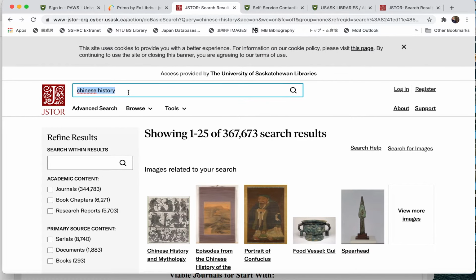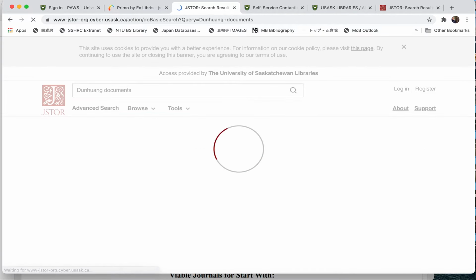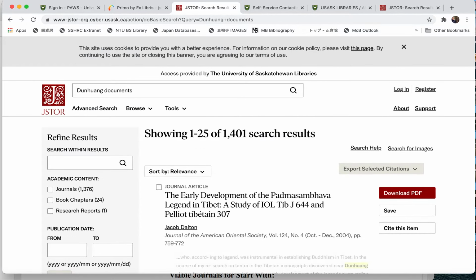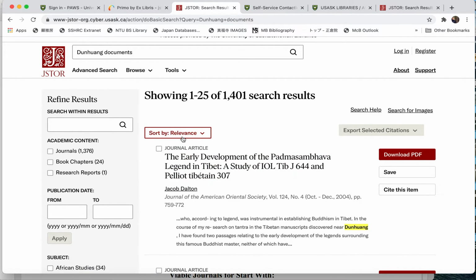We could, however, let's just say for fun that we want to think about a term that you've seen in the class or a particular place. Now, just for fun, I'm going to use, there's a particular library we'll be talking about in the coming weeks called Dunhuang, okay, and documents. So here we have 1,401 search results. Better.